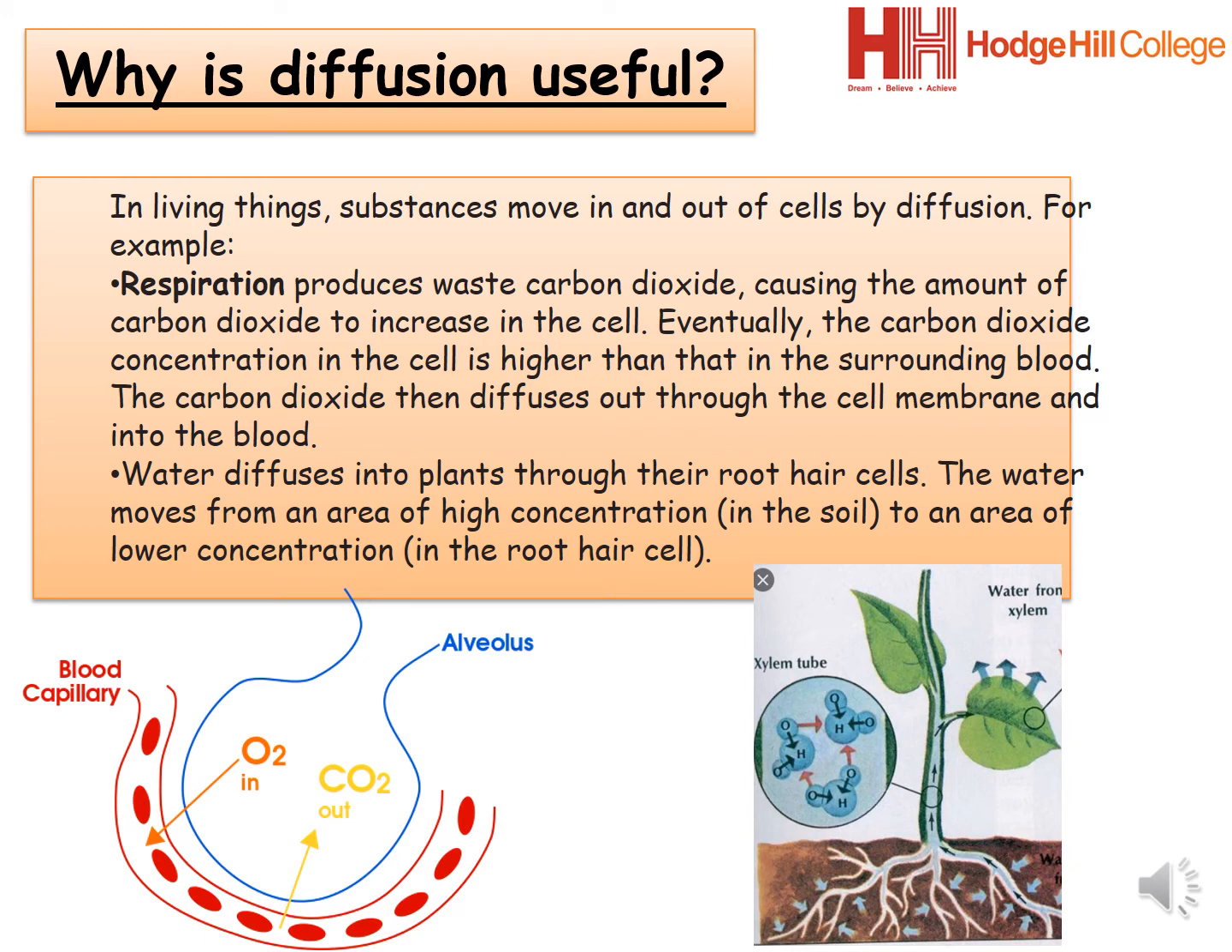Plants also use diffusion on a daily basis. Water diffuses into the plants through their root hair cells. The water moves from an area of high concentration to an area of lower concentration in the root hair cell. We will look at the difference between a high concentration and low concentration on the next two slides.